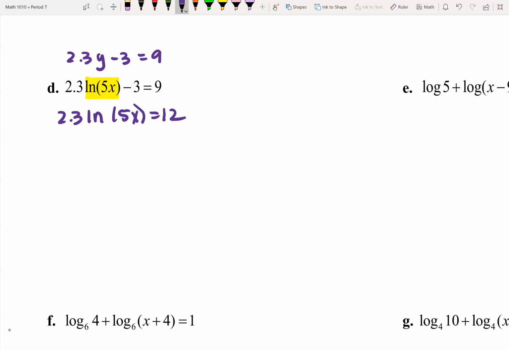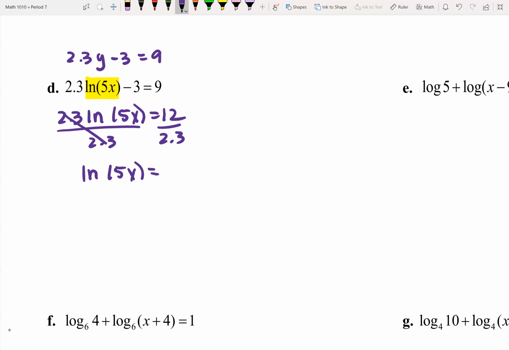What am I going to ask you? Are you stuck is the question, right? Your brain sees 2.3y equals 12. Are we stuck? No. You divide by 2.3. So now you have the ln of 5x equals, this is an important moment, so listen.